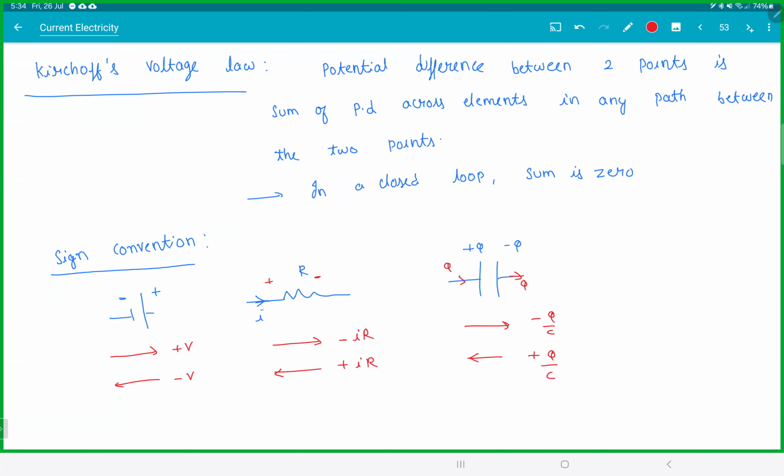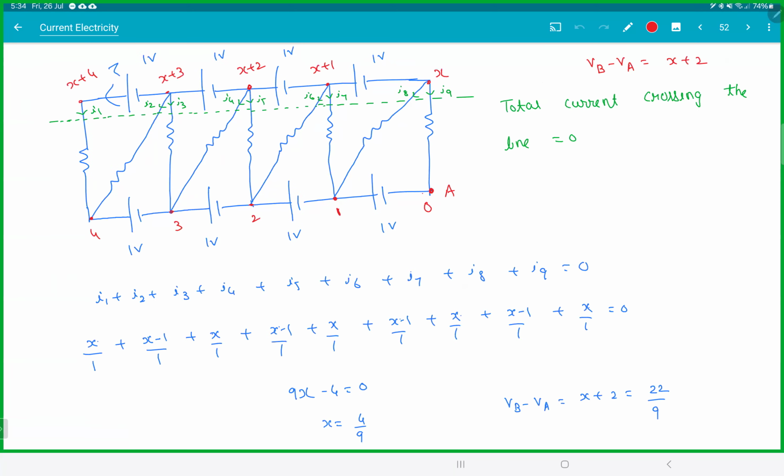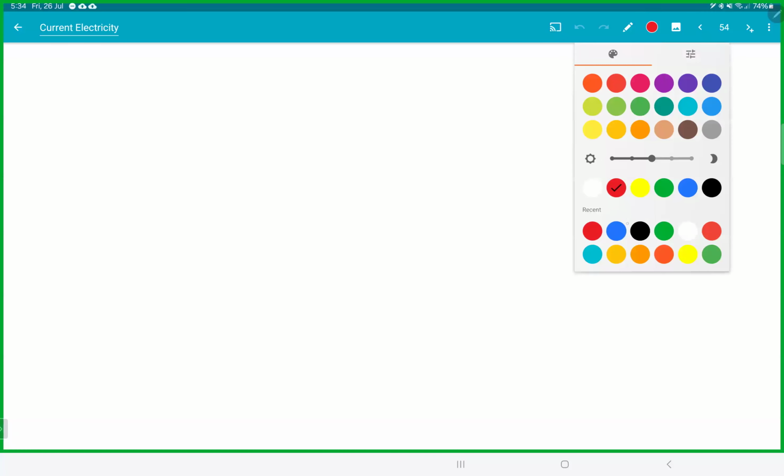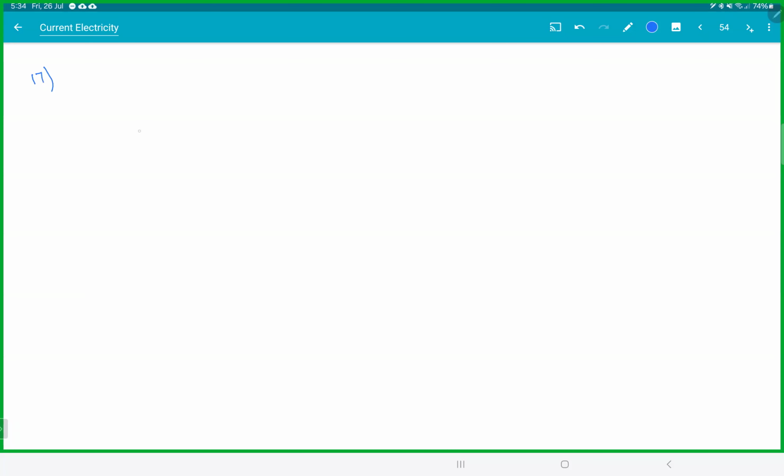All clear with this? Great. Now, you guys try a question on this. We have done this with Kirchhoff's junction law. Let's try to do this with the KVL.